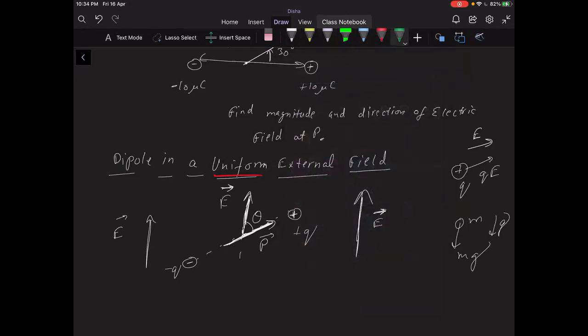The thing is, the force will be Q into E in this direction by the basic formula that electrostatic force on a charge of Q is QE. For negative charge, the direction of force will be opposite to the field direction. So can you tell me now, for the negative charge, where will be the direction? Any guesses?